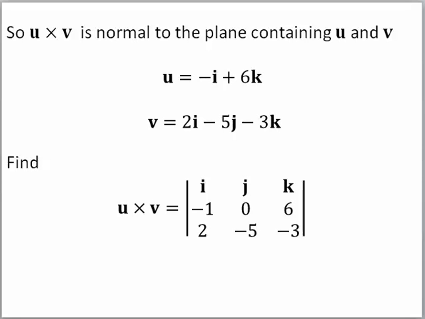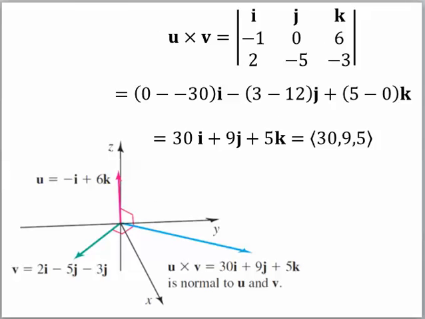Again, my first row is comprised of the coordinate unit vectors. The second row is the components of u, and the third row is the components of v. Go ahead and find that determinant. And I get the vector 30, 9, 5. And that vector is perpendicular to both u and v.